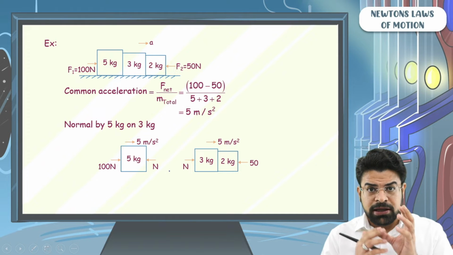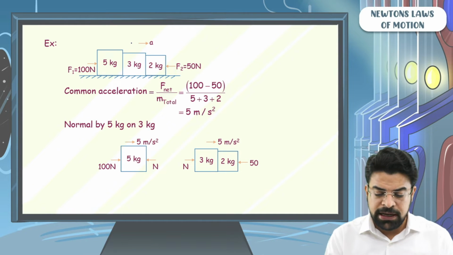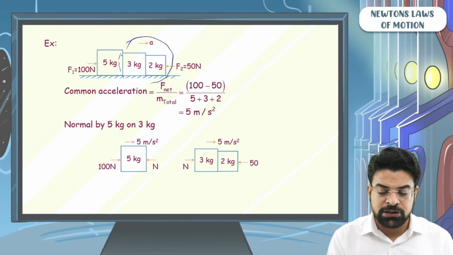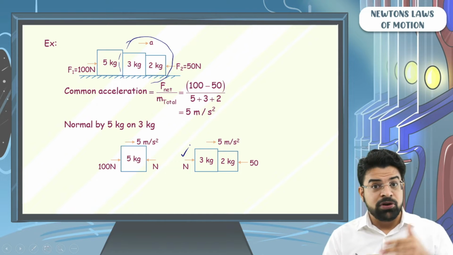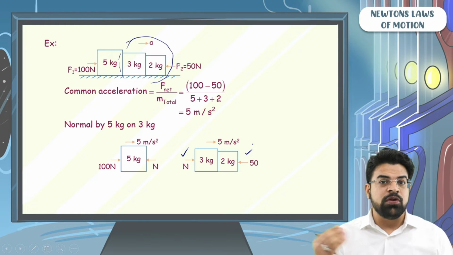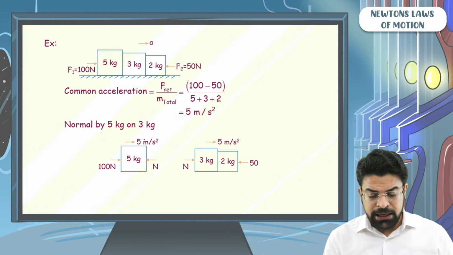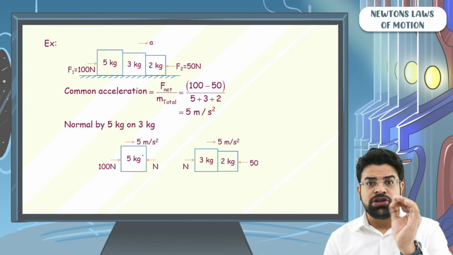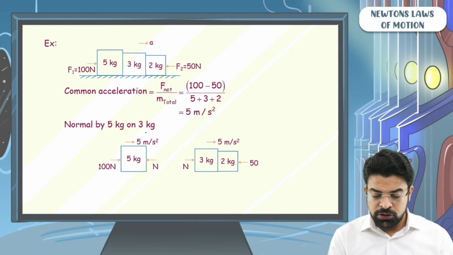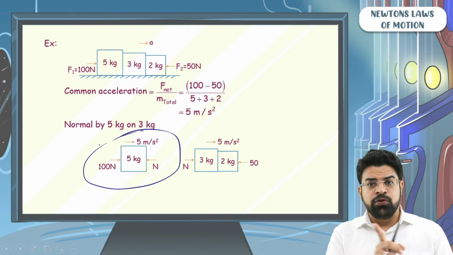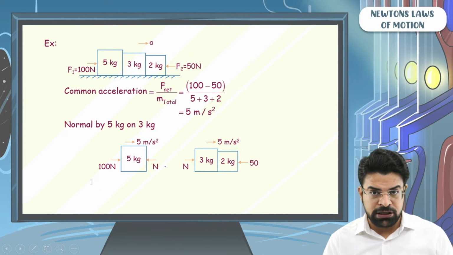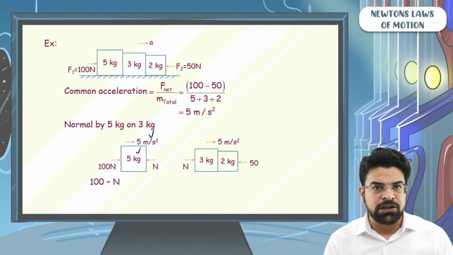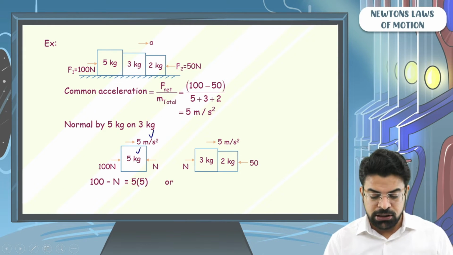Or you can think of the forces acting in horizontal direction on the 3 kg plus 2 kg system. On the 3 kg plus 2 kg system, there is a normal reaction because of the 5 kg, and there is an external force of 50 Newton. So you can write the equation, the net force in direction of acceleration equals mass into acceleration. So for this first case, the net force in direction of acceleration towards right will be equal to 100 minus N. So you can write the equation 100 minus N equals mass into acceleration, that is 5 into 5. So the normal reaction has to be equal to, from here you can calculate, 75.